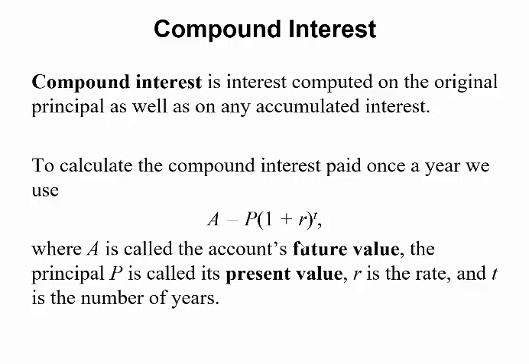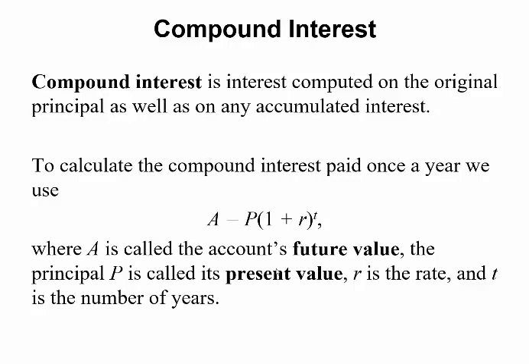So think of compound interest as interest on top of interest. To calculate compound interest when interest is paid only once a year, A is the account's future value, how much money you'll have in the account. It is equal to the principal P, the present value of the account or how much you've deposited, times 1 plus R, where R is the rate of interest. Like if interest is 6%, that would be 0.06. Then you raise 1 plus R to the number of years, like if you're going to leave the money in the account for 5 years.